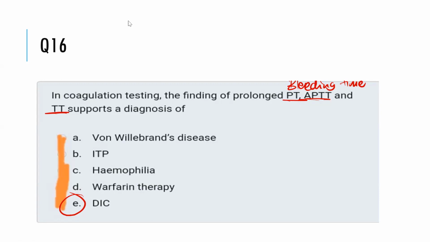So remember, this is actually very important, especially for your exams. If you see that the PT, APTT, and TT are elevated, just think of DIC. That is the first thing that should be coming to your head, because there's a question in the coming slides that asks about the pathophysiology of DIC. Remember, when DIC happens, it causes all the clotting factors to be depleted because it involves everything. So all the pathways will be interrupted. So the PT will be elevated, APTT will be elevated, as well as TT.